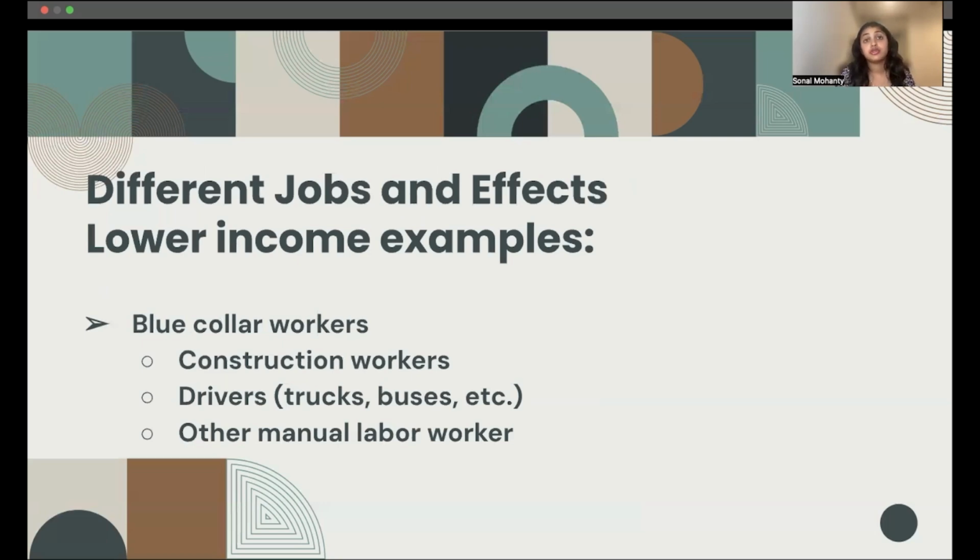Okay, so these are some examples of lower income jobs. The biggest topic that I could come up with at the moment was blue collar workers. Of course, there are many other jobs, but within blue collar workers, there are different jobs. There are construction workers, there are drivers, there are also manual labor workers.